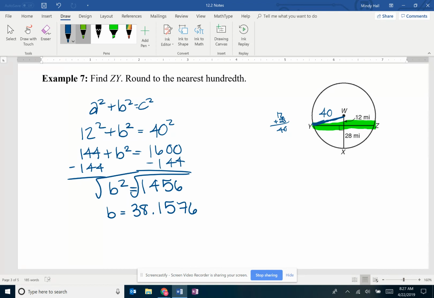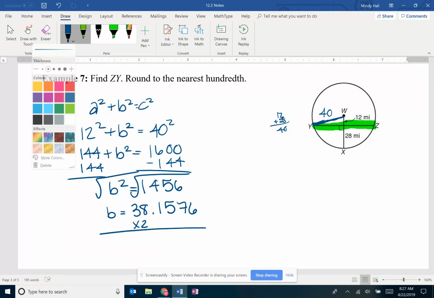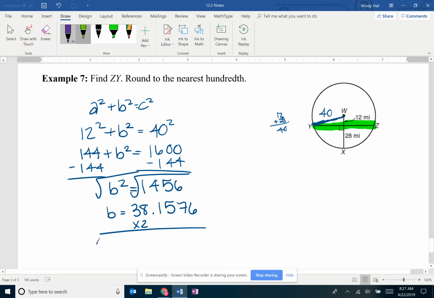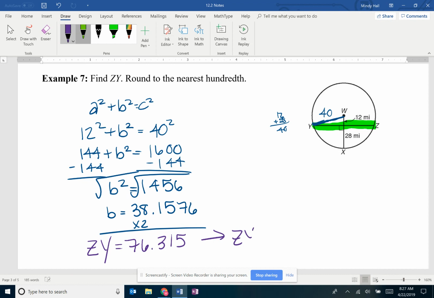To get my full length, because this is only half of it, we're going to multiply that by 2. So ZY equals 76.315, which, if we are rounding to the nearest hundredth, we need 2 decimal places. This 1 would look at the 5, which tells it to round up. So it'd be 76.32.